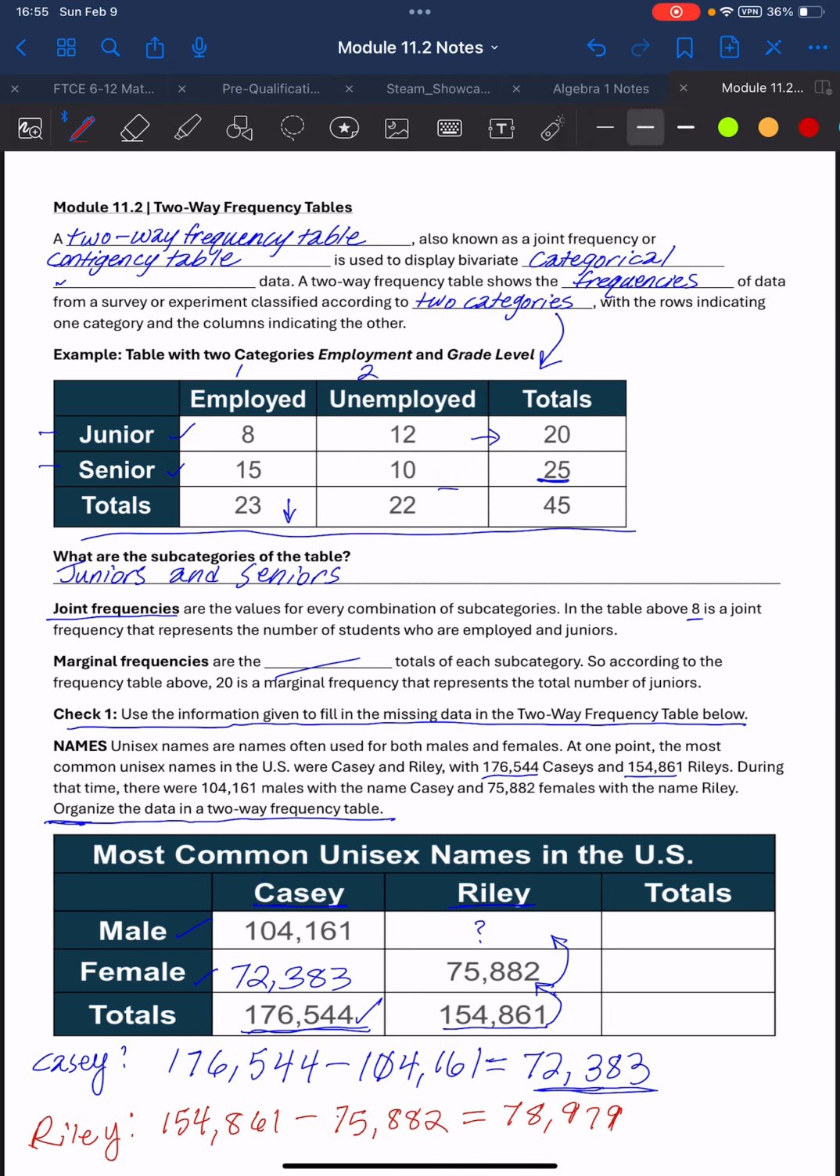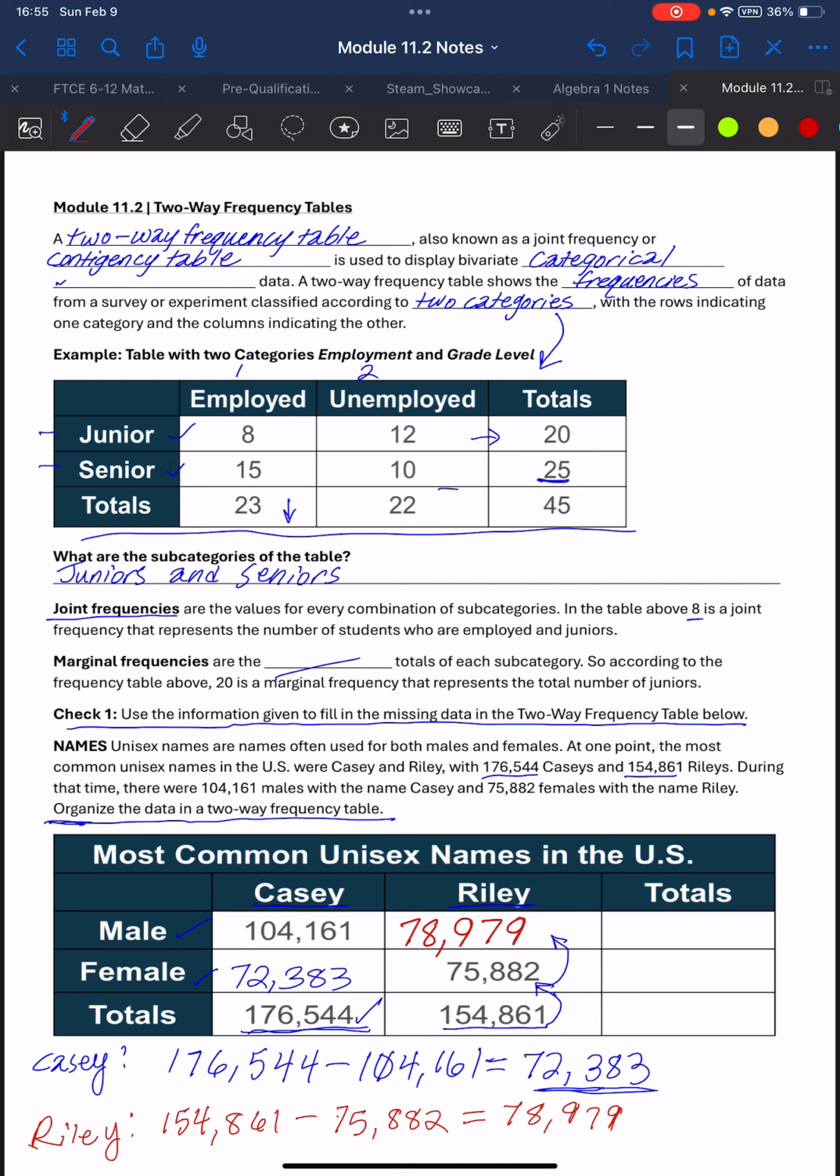And let me make this a little thicker so we can see. All right, so now I can erase this. So the amount of males named Riley, by taking the difference between the total amount of kids, both male and female, and subtracting the amount of females named Riley, we can find the amount of males named Riley at a given time in the United States. So I'm just going to write that into my table.